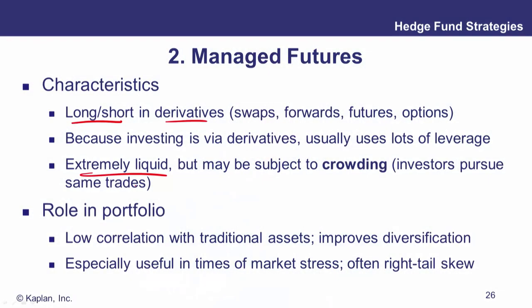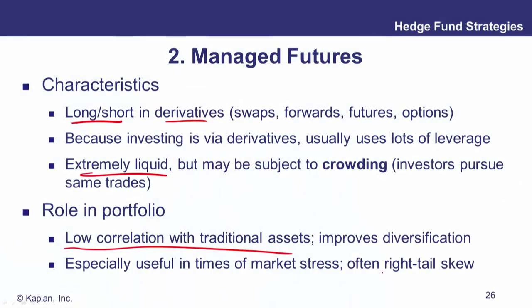Okay, in the portfolio, low correlation with traditional assets. So as soon as we see that, we're thinking diversification benefits. Low correlation is a good thing from a portfolio management point of view. In times of market stress, again, you've got a right tail skew here. So market stress, lots of volatility, lots of assets going down the pan. Well, managed futures can provide a bit of light relief for that sort of situation.